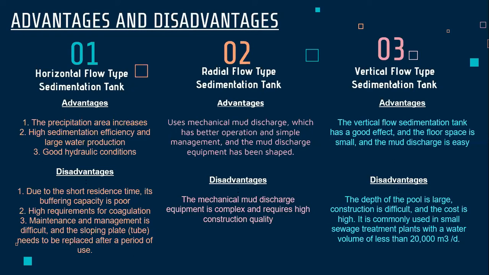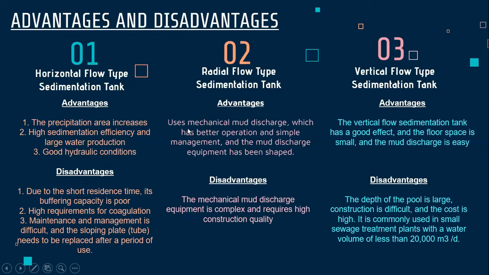And this horizontal flow type has good hydraulic conditions. But the disadvantages are: one, due to the short residence time, its buffering capacity is poor. Two, high requirement for coagulation. Three, maintenance and management is difficult, and the sloping plate or tube needs to be replaced after a period of use.